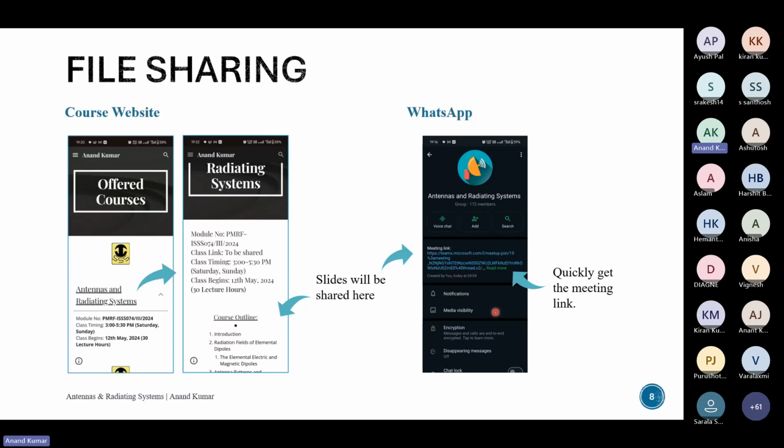And then again in the WhatsApp group, this is how the WhatsApp group looks. I had pasted the Teams meeting link. There was some issue with that. I'll try to figure that out after this class. And inside this group, I'll paste these slides. I'll upload the PDF, most likely PDF because PPT will be too large, and then the class recordings.